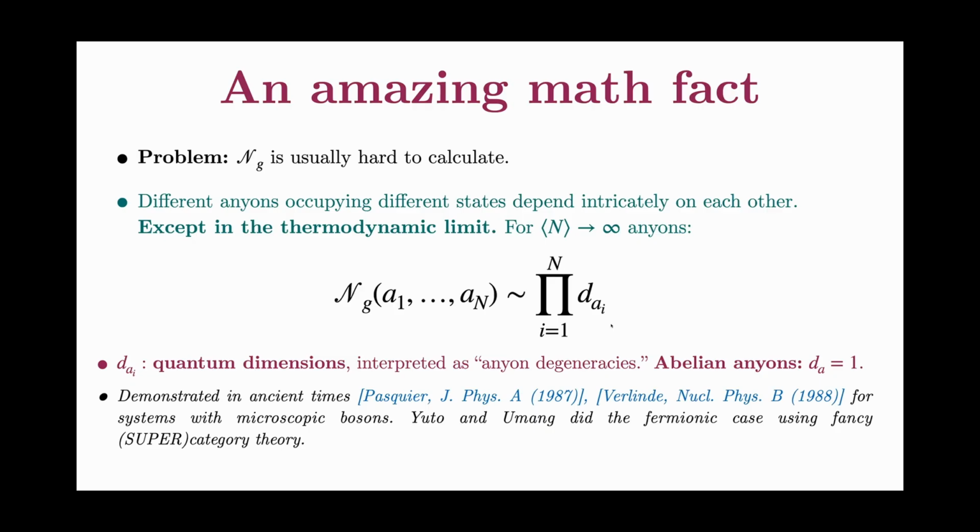It turns out that this formula was demonstrated in ancient times by Pasquier and Verlinde. It's sometimes called the Verlinde formula, but this is the sense in which it's easier for bosons. My student and postdoc managed to figure out how to do this for fermions. If you're interested, you can see the appendix for our paper.